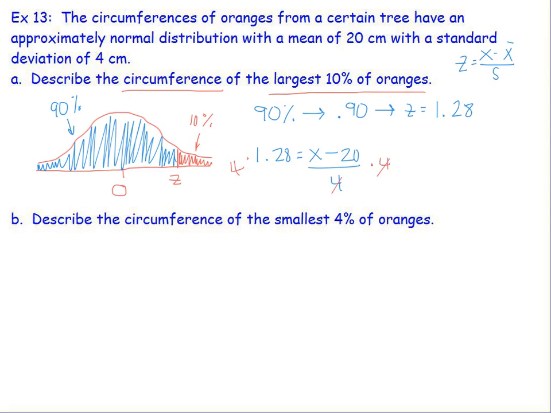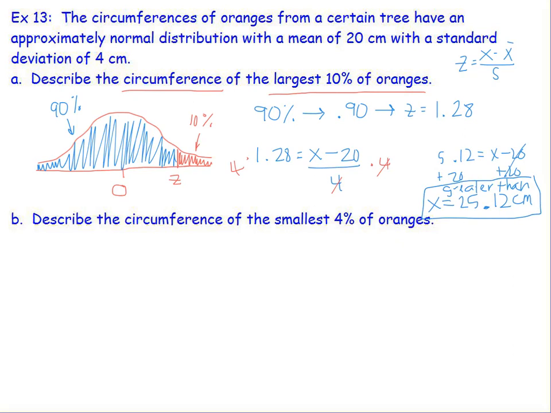4 times 1.28 is 5.12 equals x minus 20. We need to add 20 to both sides to cancel out that 20. And that leaves us with x equals 25.12 centimeters. And so the largest 10% of oranges are greater than that amount. That's the cutoff. They are greater than that amount. So that is how you do a working backwards problem. Let's look at another one.